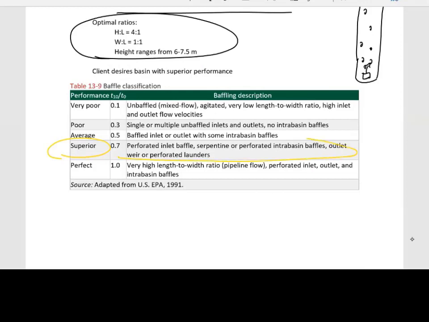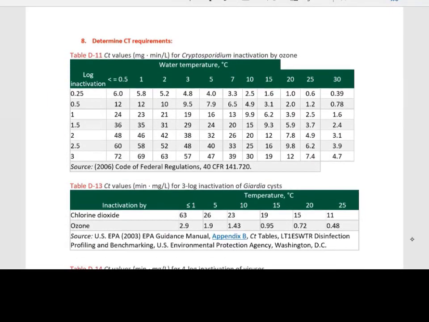Now, the client asked for superior performance. So that means we will have a baffled reactor. We have a perforated inlet baffle. We've got serpentine or perforated intrabasin baffles where we have cells, so those baffles will divide the cells. We'll have an outlet weir or perforated launders. And again, this is to try and ensure that we have as close to plug flow in this reactor as we possibly can.